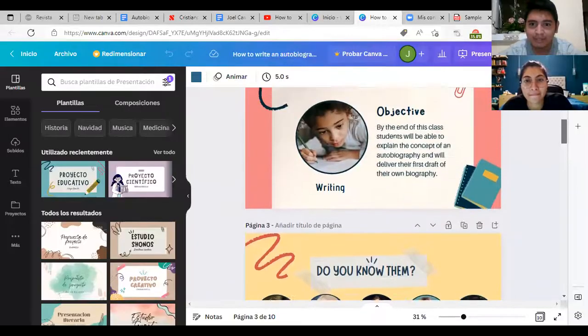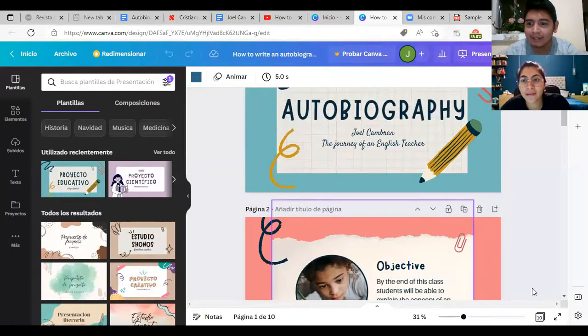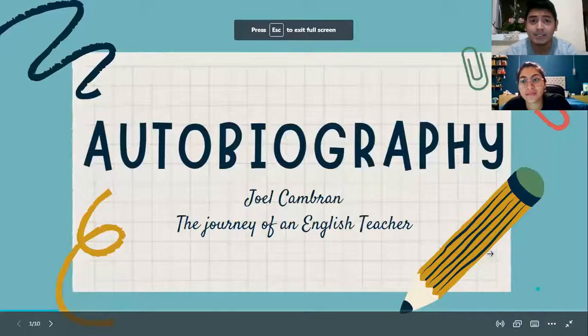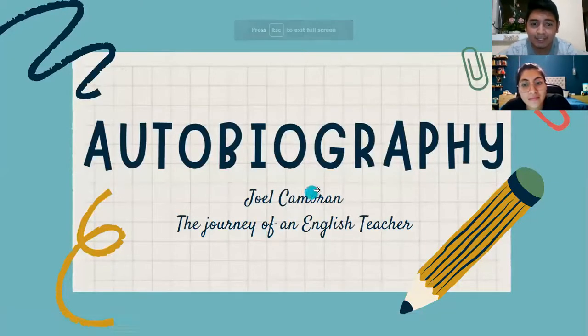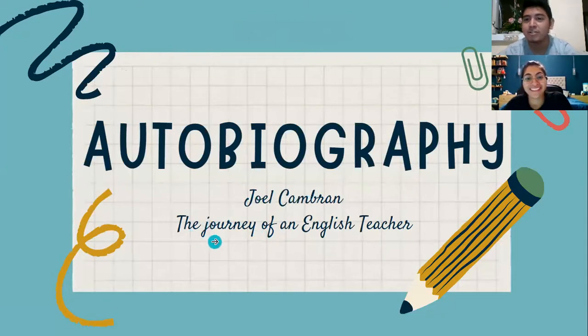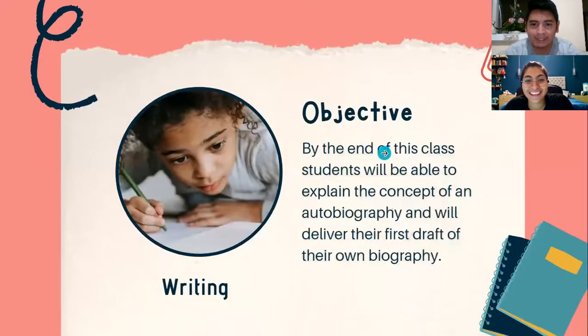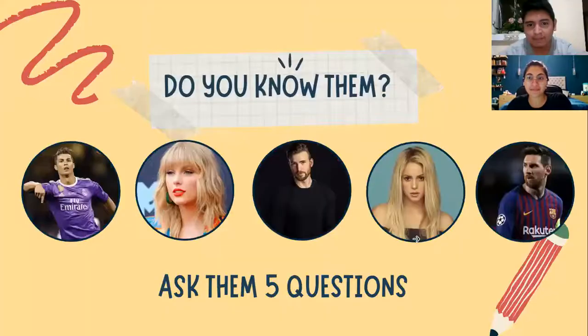So let me explain what they are doing. You don't have to do it because you were not at the beginning, but just for you to see, we're basically learning how to write an autobiography. This is a writing class. The title of my autobiography should be like The Journey of an English Teacher. By the end of this class, you should come up with the title of yours as well. It has to have a main topic, not just your name, just something you would like to emphasize. The objective is for you to know what an autobiography is and to deliver your first draft.